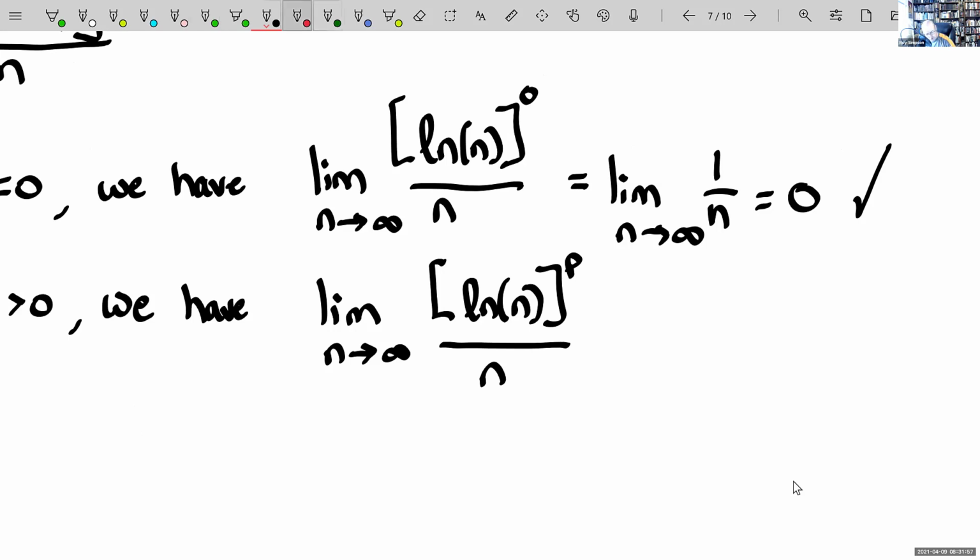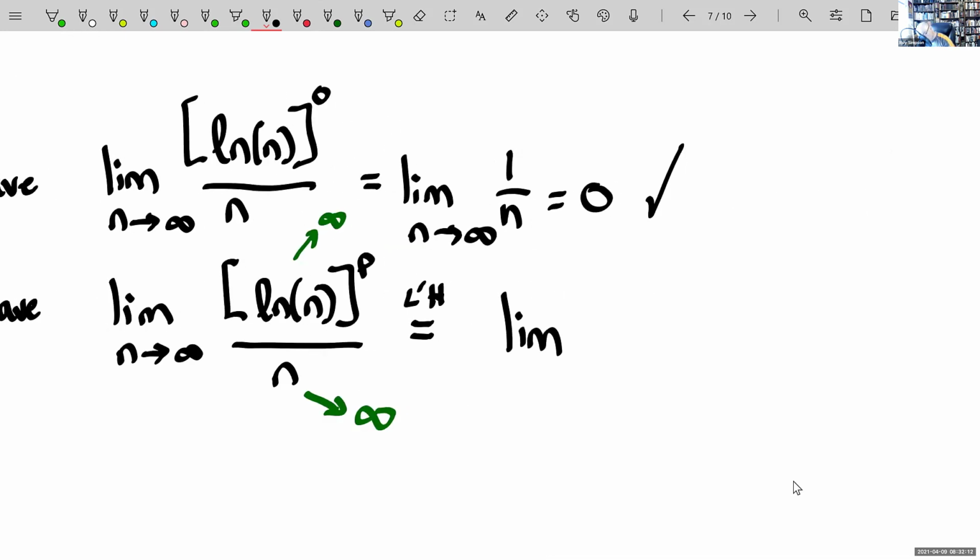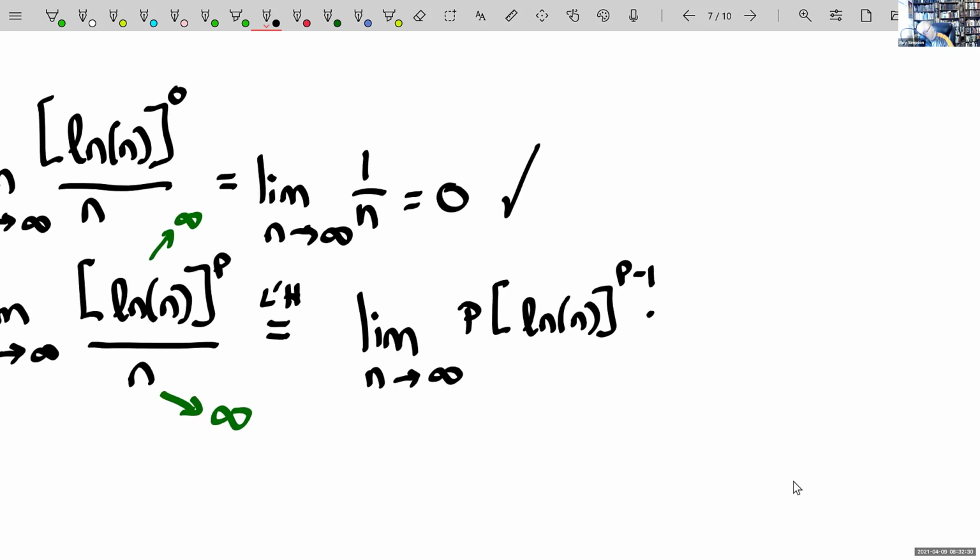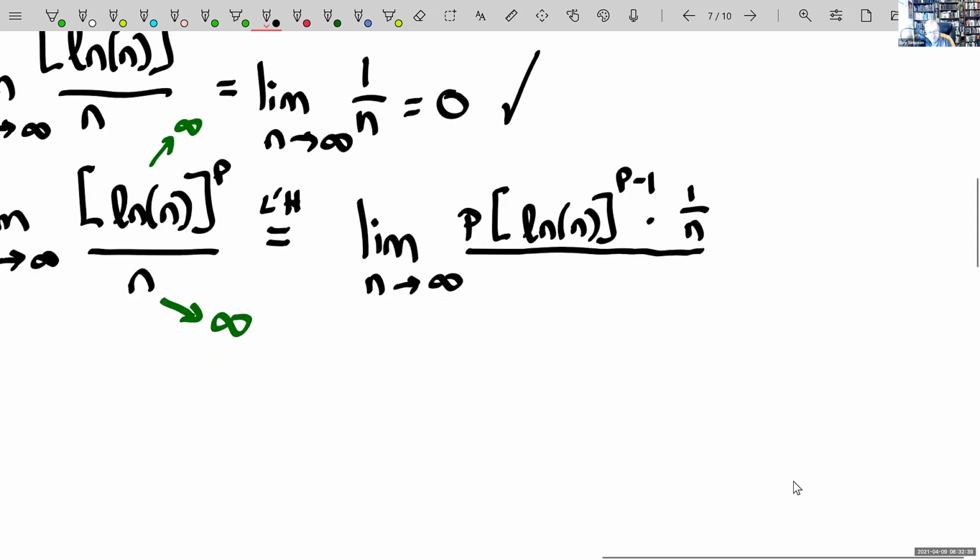So let me just use green. This tends to infinity. This tends to infinity. So let's go ahead and use L'Hopital's rule here. Via L'Hopital's rule, this will be the limit as n runs off to infinity. The derivative of something to the pth power is p times that something to the p minus first power, and then times, by the chain rule, the derivative of its argument, which is the natural log. You take the derivative of the natural log, it's 1 over n. And then take the derivative of that denominator.